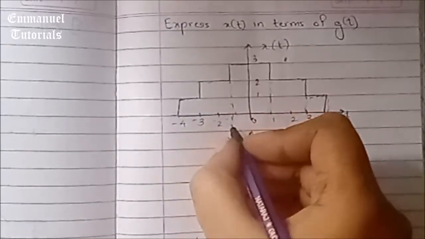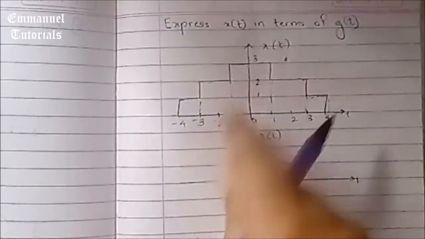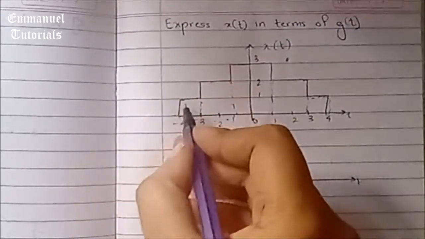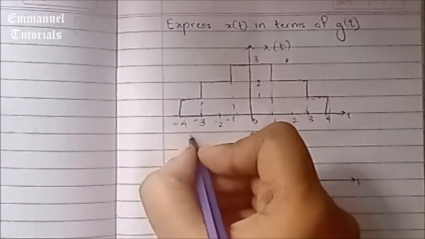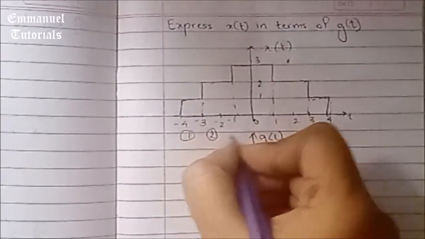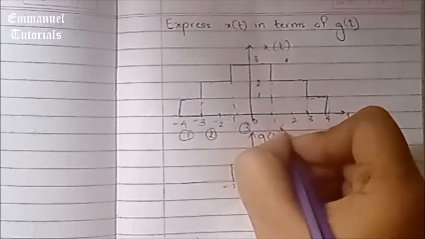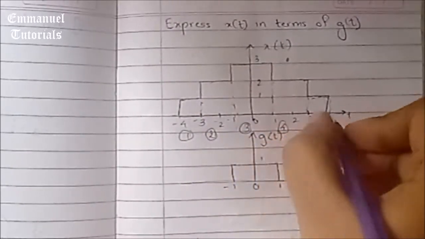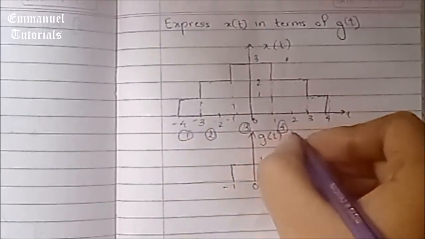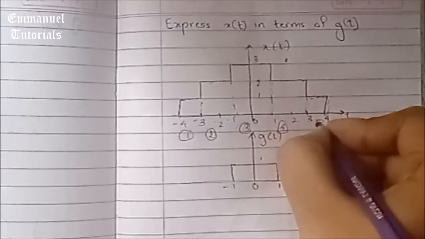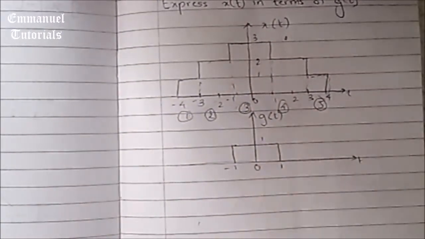Again the same thing, you can do it on the left hand side. So it will be 5 portions. Shifted version with amplitude 2, shifted version with amplitude 1, and compressed. So this is the first part, second part, third part, fourth part, and fifth part. Now let's try to write the equations.